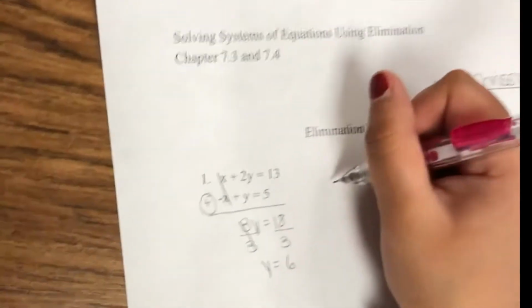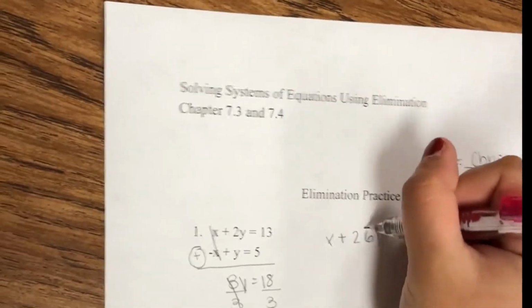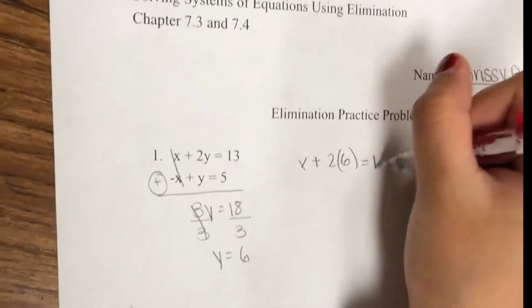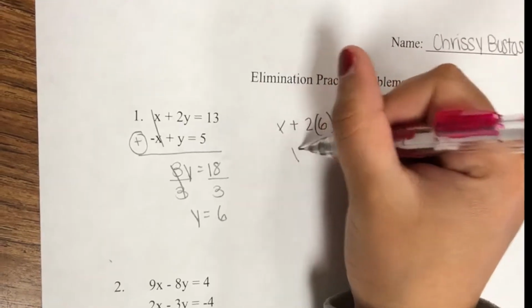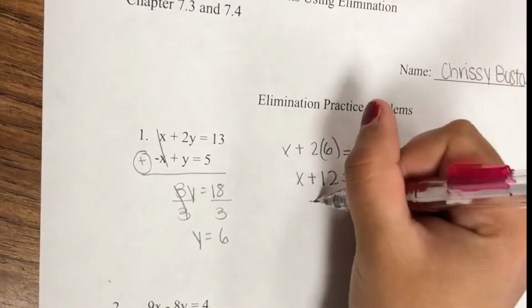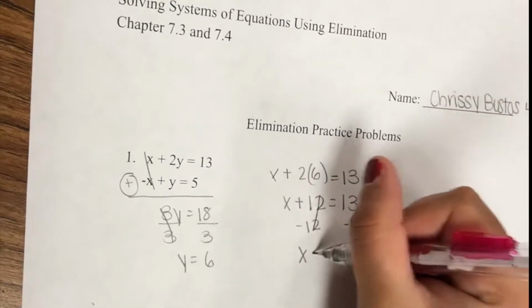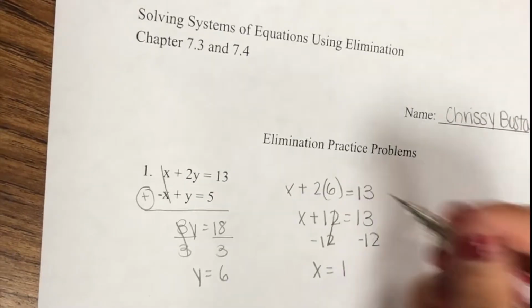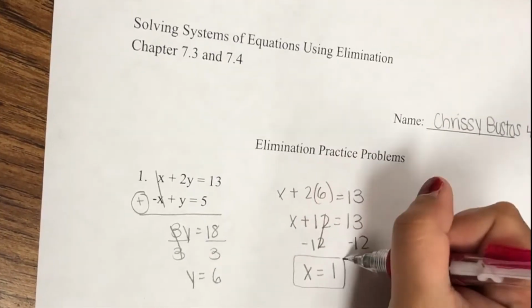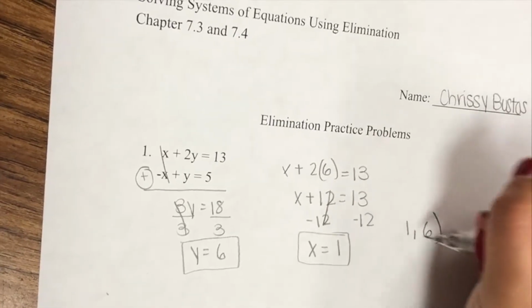So now that you have the y, you can plug it back into the first equation, and you get x plus 2 times 6 equals 13, and then you would get x plus 12 equals 13, and you'd subtract 12 from both sides, and you get x equals 1. The overall coordinate is 1, 6.